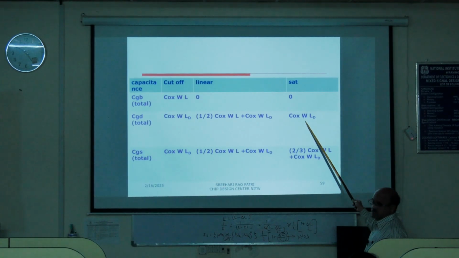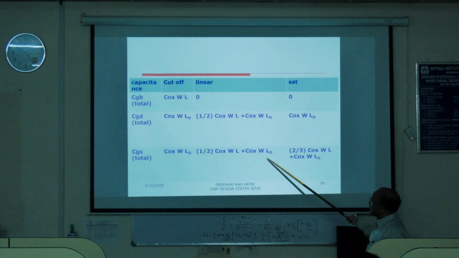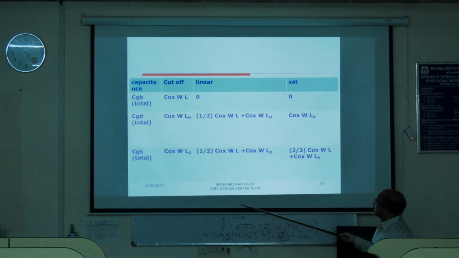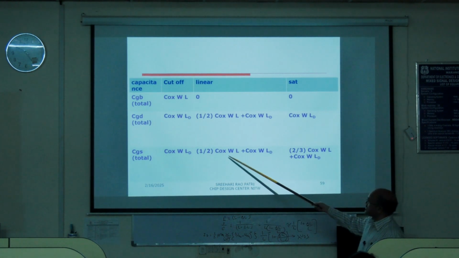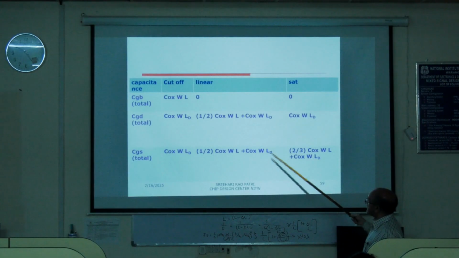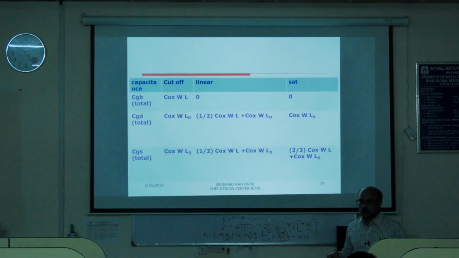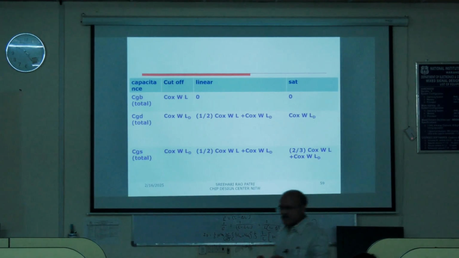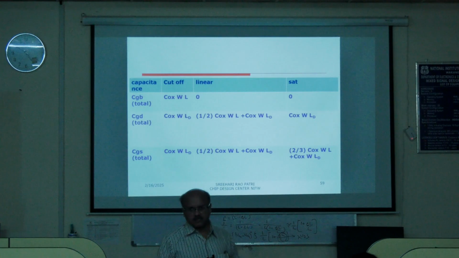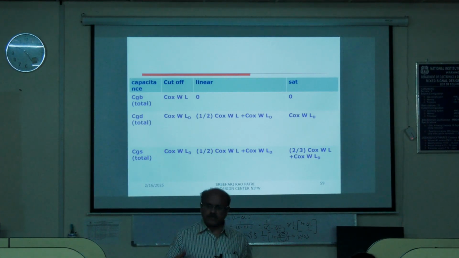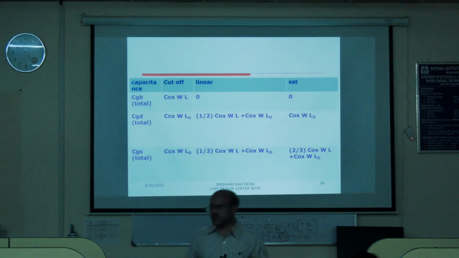What is this? CGD, okay? CGD is this one. And what is CGS here? CGS in the linear region is half CoxWL plus CoxW into LD, and in saturation CGS is 2/3 CoxW into L plus CoxW into LD. Is it okay? So there's no big deal here. One thing you have to remember is the gate to channel capacitance is referred to source and drain, whose value is half into Cox into W into L for both gate-source and gate-drain. For the saturation region, gate-drain is 0, and gate-source is 2/3 of Cox W into L.